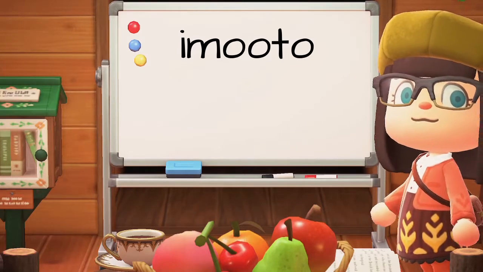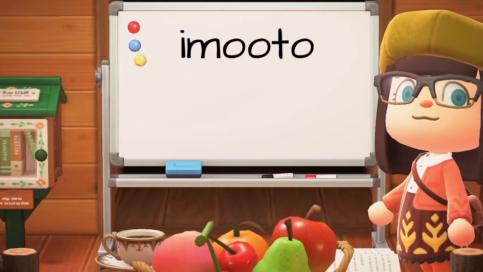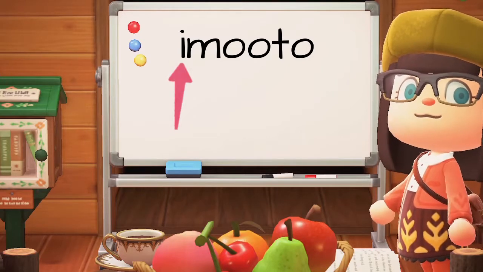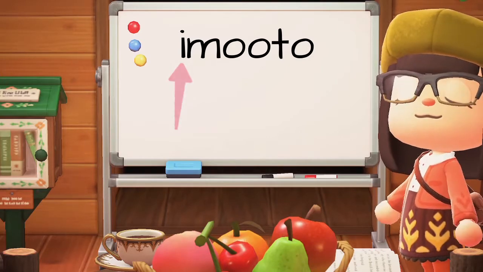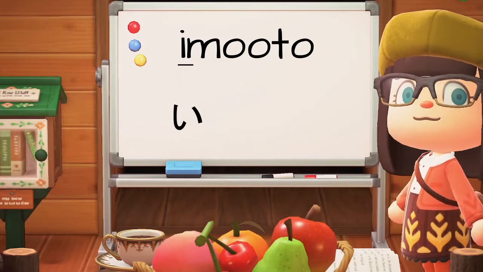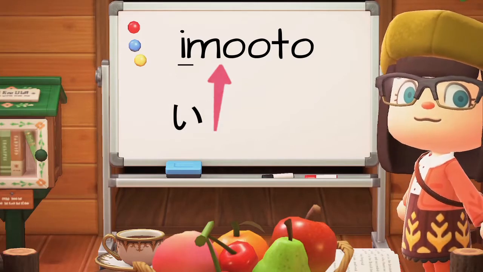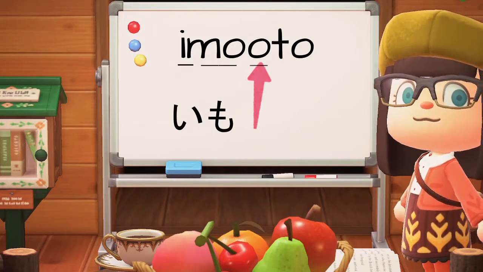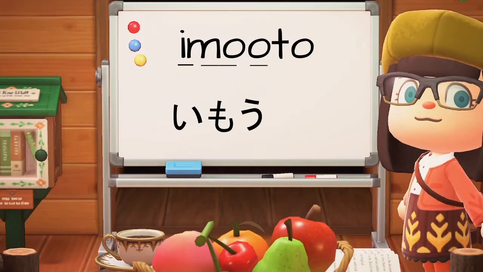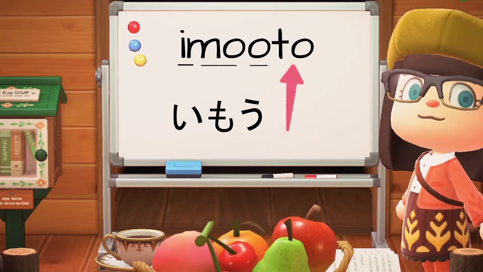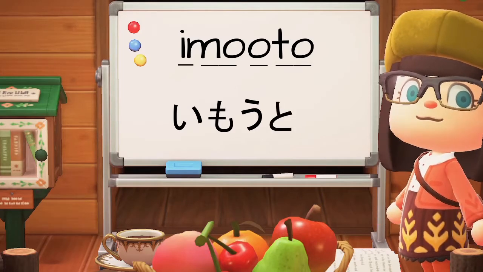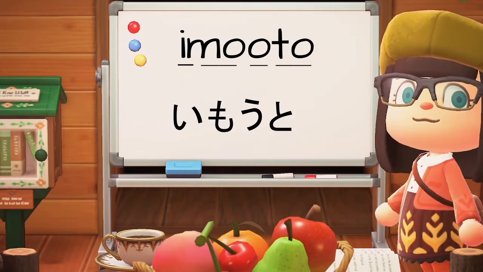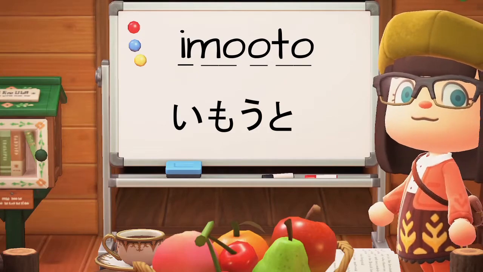So let's see how this one converts into hiragana. You start with the I, or the hiragana I, at the beginning. Then the mo. Now this repeating O will actually be written as a U. Finally, you have to at the end, which will be written as is. And there you have it.